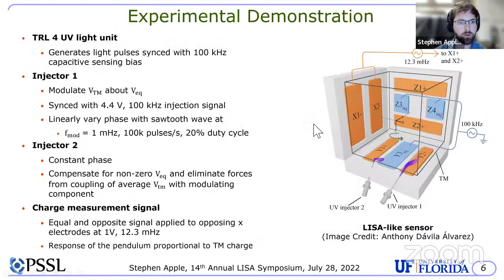Okay, so moving along. For these experiments, we used a prototype UV light unit provided by the UF Charge Management System Group. And this unit allowed us to generate UV light pulses synchronized with the sensor's 100 kilohertz capacitive sensing bias. And then we were able to linearly vary the phase of the pulsed UV light with respect to that 100 kilohertz signal to modulate the charge of the test mass at 1 millihertz.